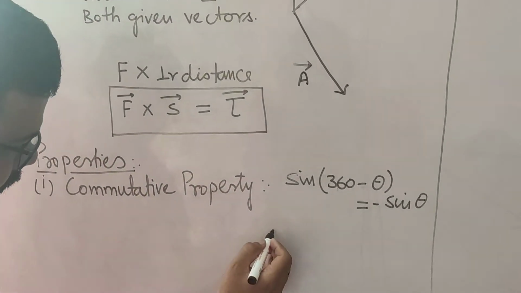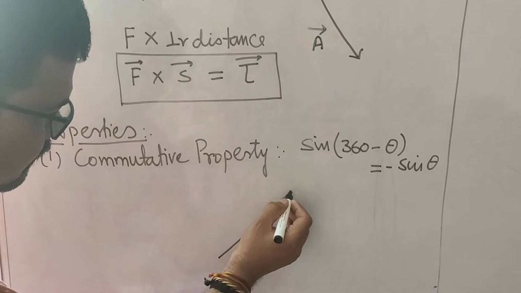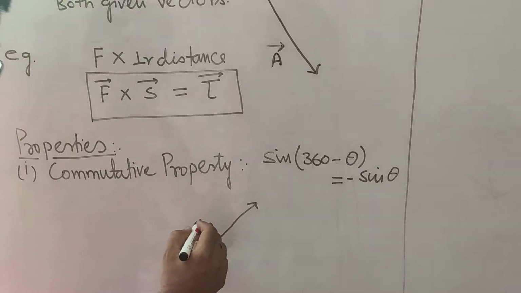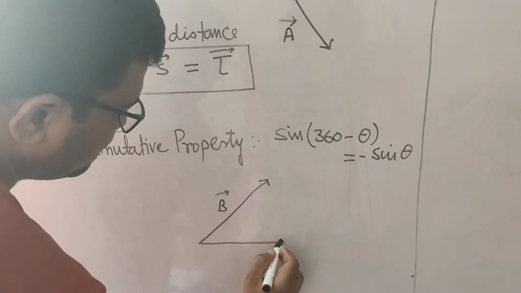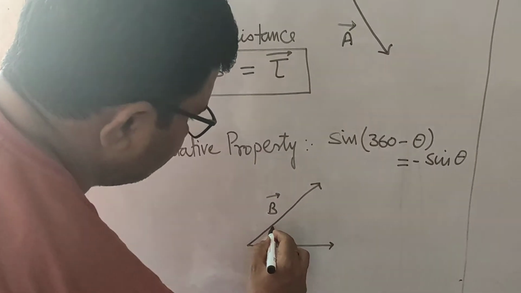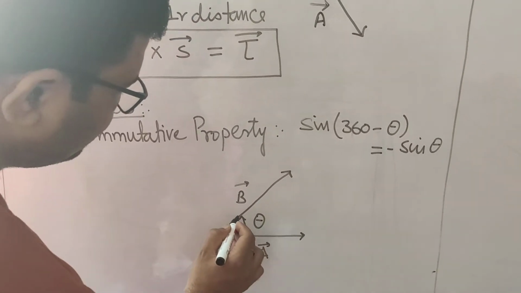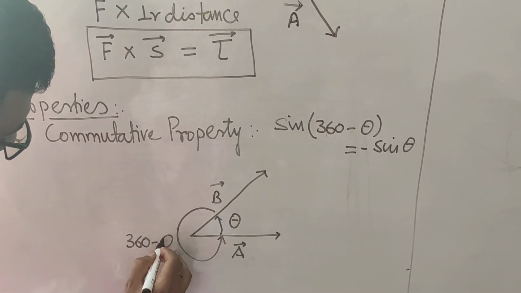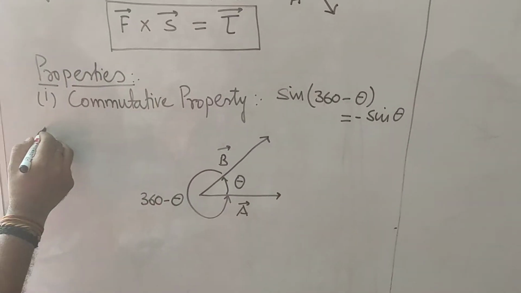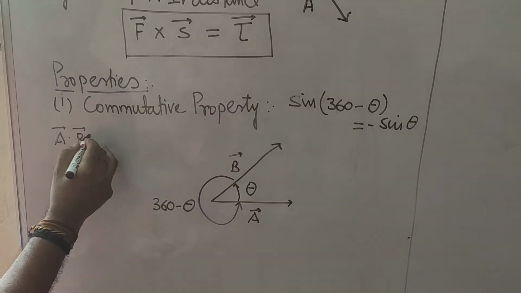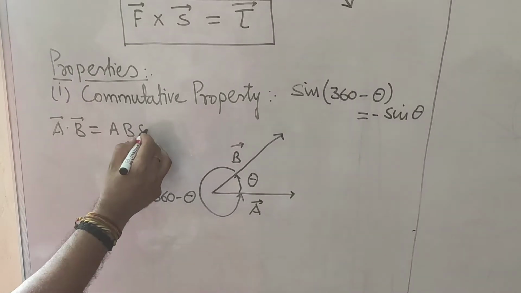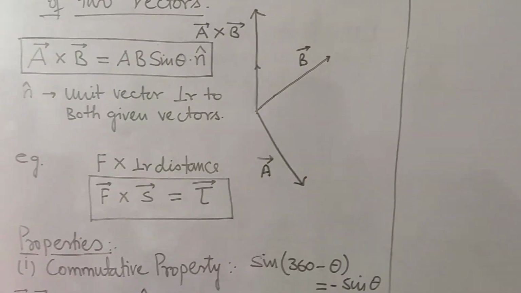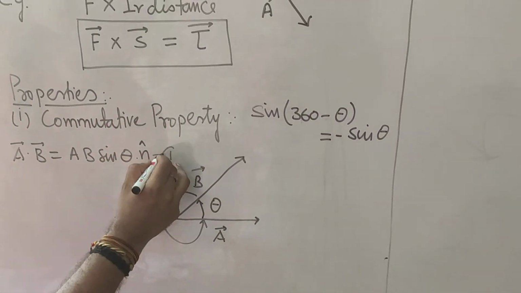Now you can see here, I am going to check whether it follows commutative property or not. This is vector B, this is vector A, this angle is theta. What about this angle? This angle becomes 360 minus theta. Now A cross B is always going to be AB sine theta n cap as given by the formula. Now this is equation number 1.